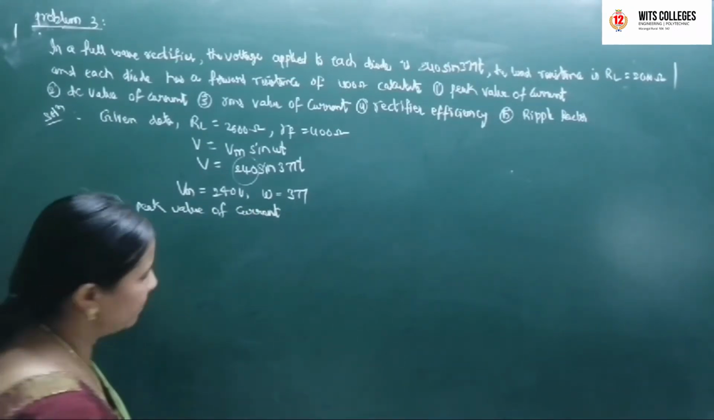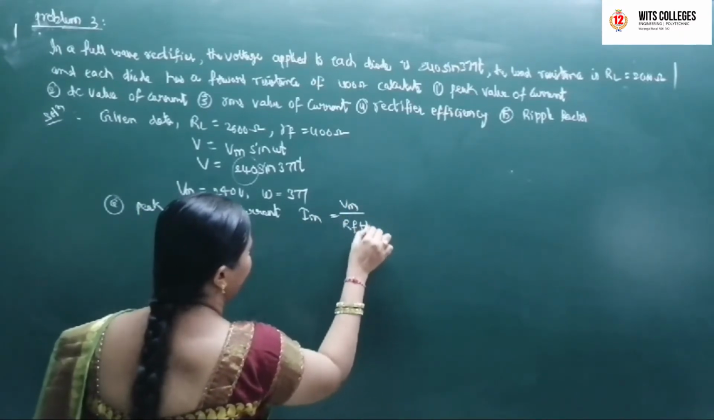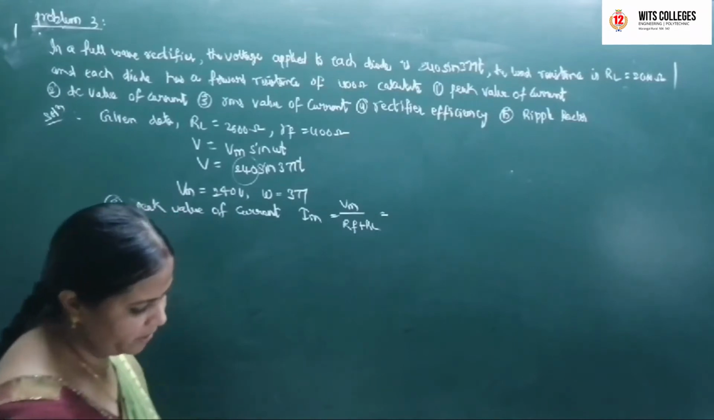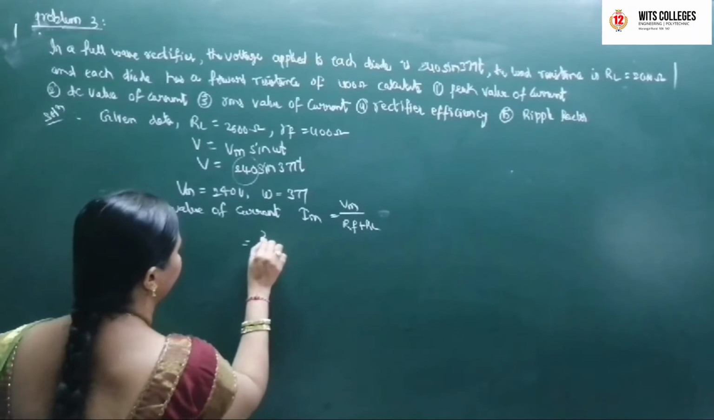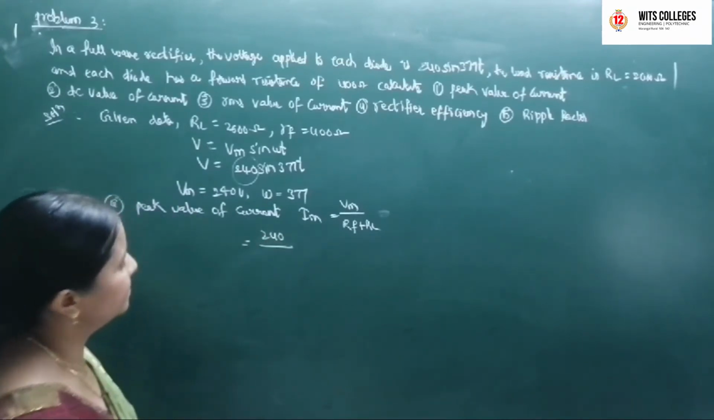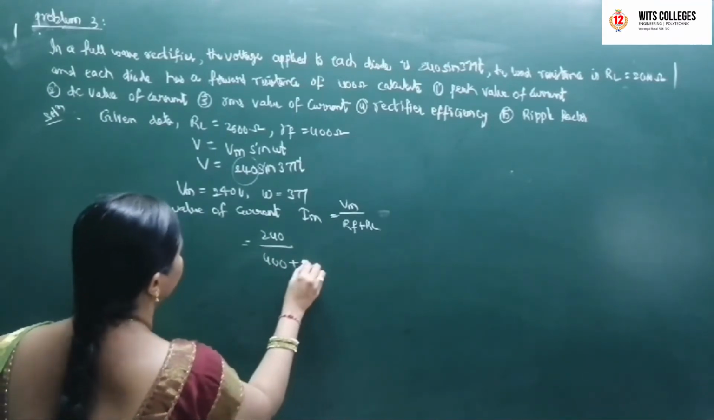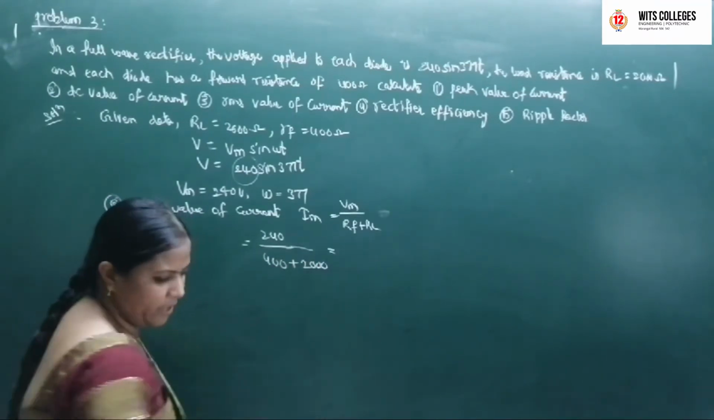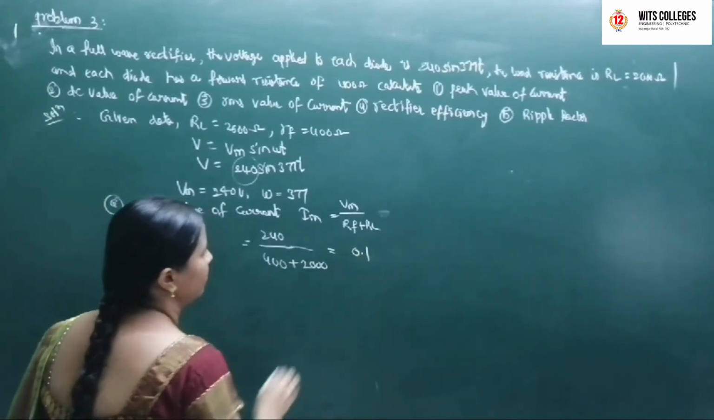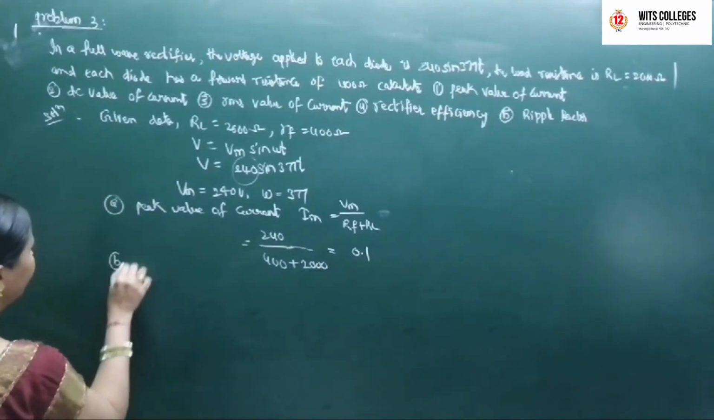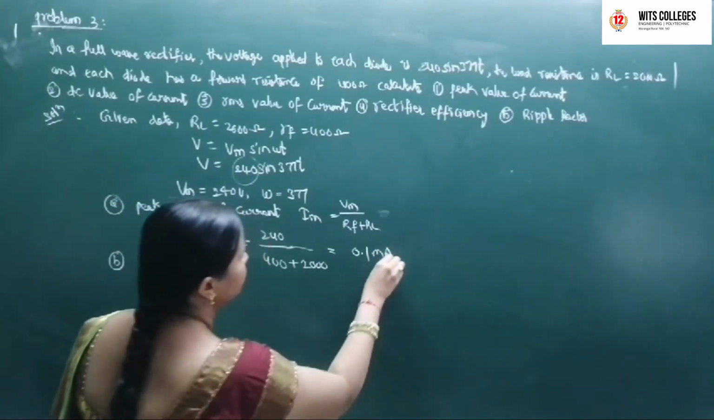So next you have to calculate the peak value of current. The peak value of current is indicated by Im equal to Vm by Rf plus RL. It is equal to Vm value is 240 by Rf value is 400 plus 2000. If you calculate this, you will get 0.1.